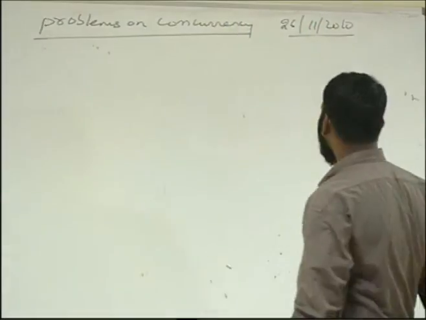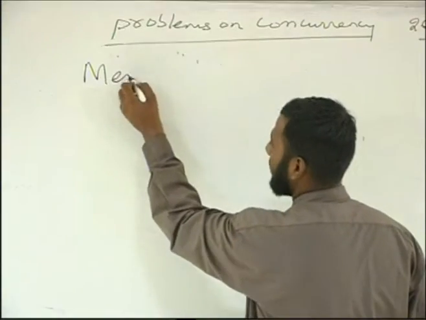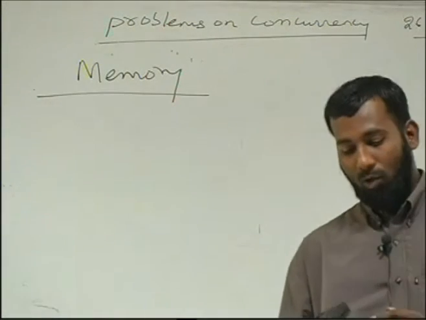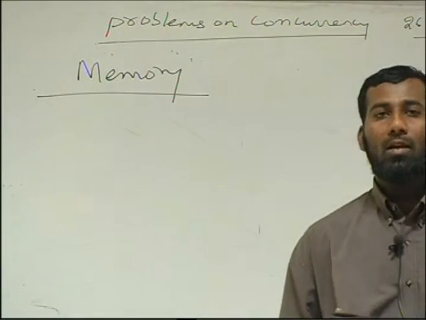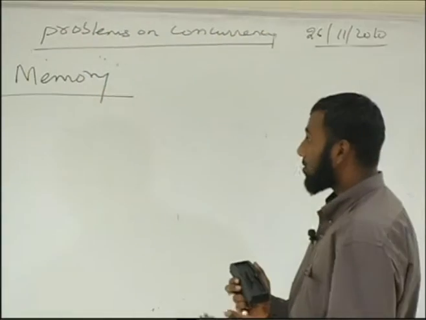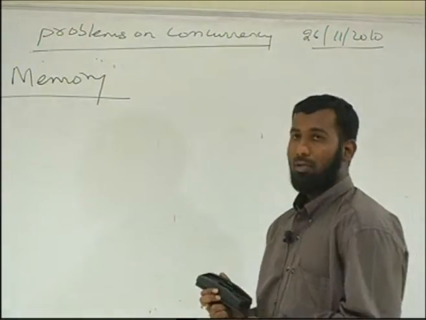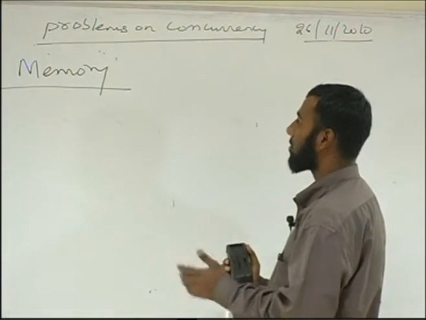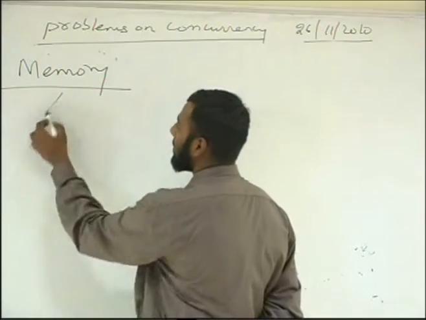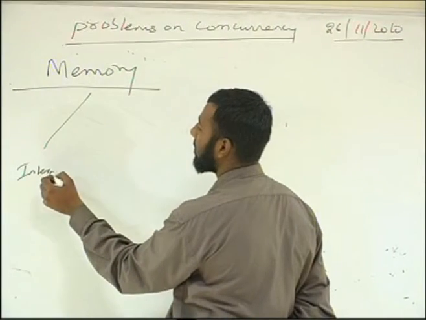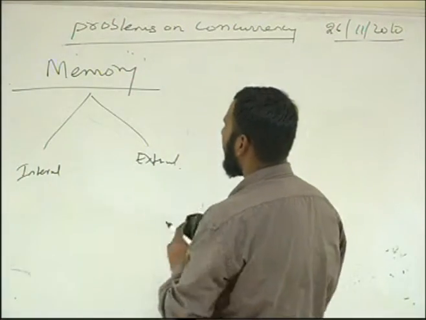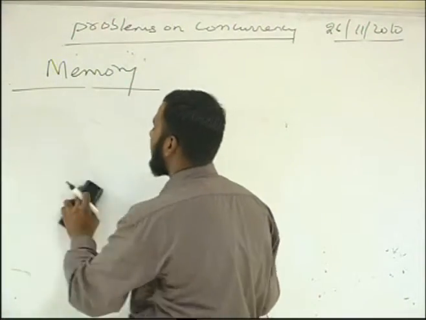Now we'll start another topic called memory. Memory also plays a very important role. What is memory actually? Memory is used for storing temporary results of the CPU, and it is volatile, meaning when the power goes off, all the contents of this memory will be erased. There are two types of memories: one is internal memory and another is external memory.